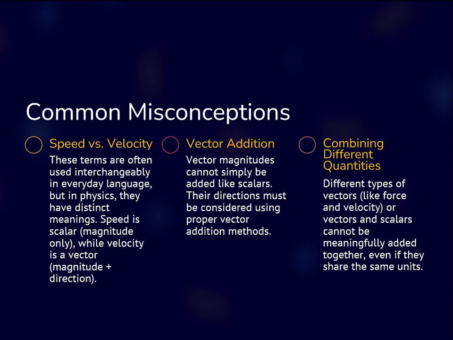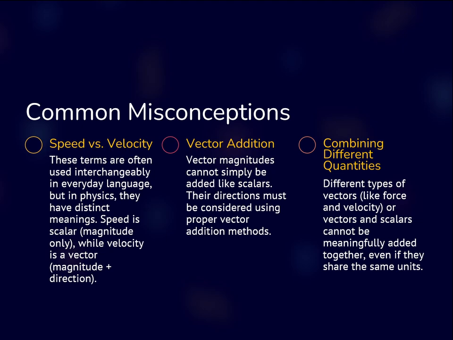So let's clear up some confusion that often trips students up. Speed versus velocity is a big one. People use these terms like they're interchangeable, but in physics, they are not. Speed is a scalar. Velocity is a vector. If I say 60 miles per hour, that's speed. If I say 60 miles per hour west, that's velocity.